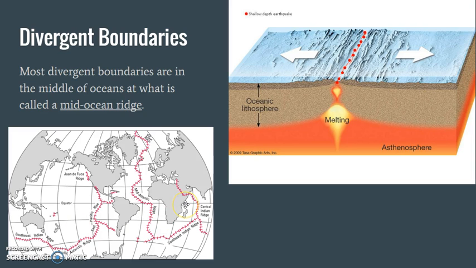All right, most divergent boundaries occur in the middle of oceans at what is called a mid-ocean ridge. This map of the Earth shows where mid-ocean ridges are. And this is where there are divergent boundaries, and at these divergent boundaries, the crust is pulling apart and new crust is being formed.